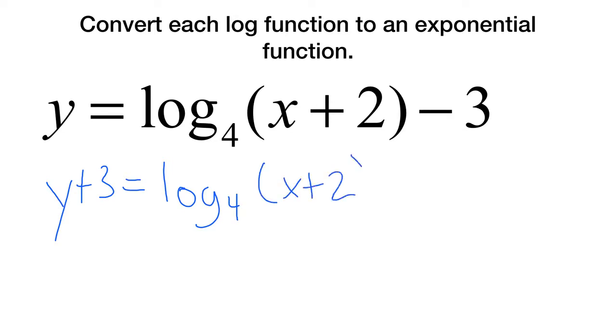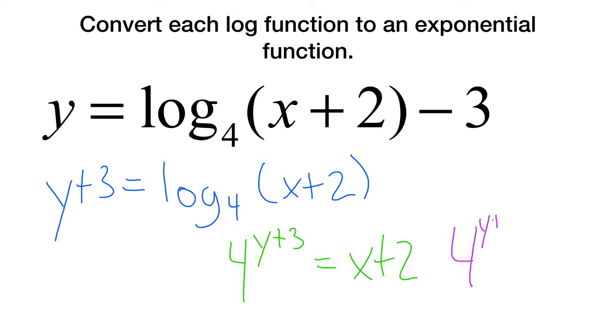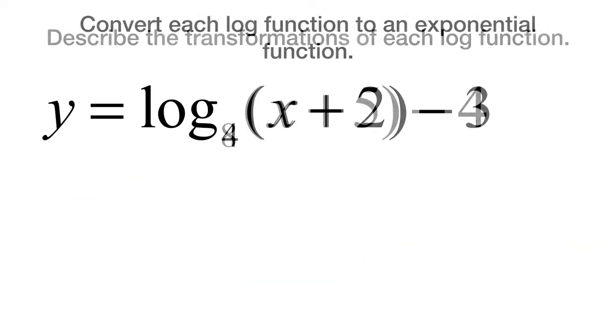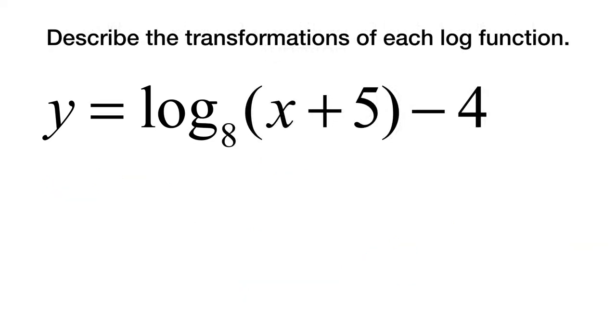Now, you might go, do we have to subtract 2 now? And the answer is no, not yet, because it's currently being, well, logged. So I'm going to first rewrite this as 4 to the y plus 3 equals x plus 2, which means our final version would be 4 to the y plus 3 minus 2 equals x.